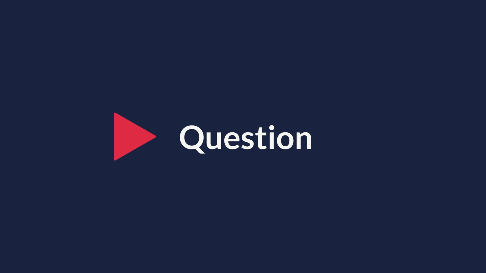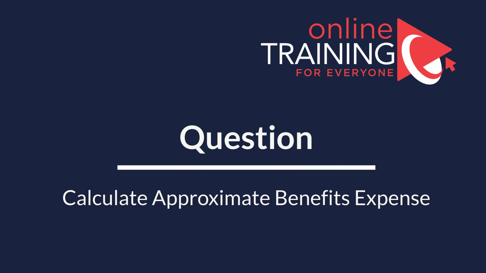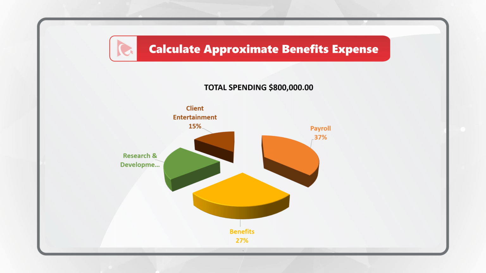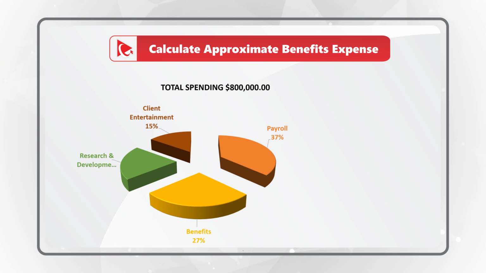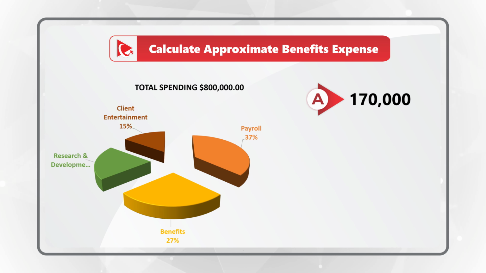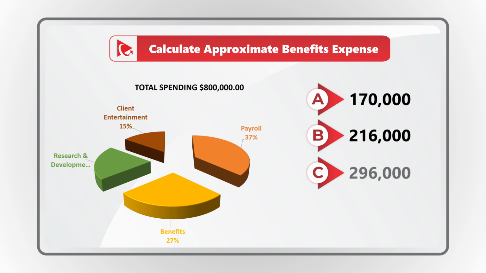And now, here's the question for you to try. You're presented with total company spending, which is equal $800,000, and you need to calculate an approximate benefits expense. In addition to benefits on the chart, you also see payroll, research and development, as well as client entertainment amounts. You are presented with 4 different choices for which you need to do mental calculations. Choice A, $170,000. Choice B, $216,000. Choice C, $296,000. And choice D, $360,000. Do you see the answer?